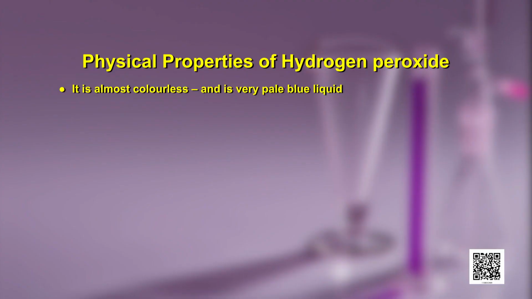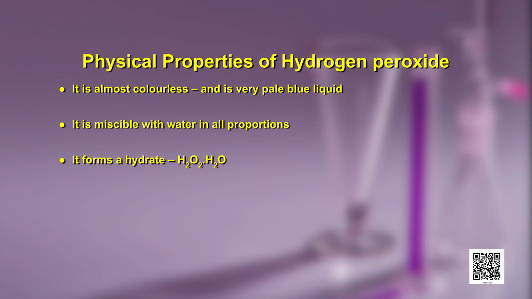After understanding the preparation of hydrogen peroxide, let us know its physical properties and structure. So, we will first explain the physical properties of hydrogen peroxide. Hydrogen peroxide is an almost colorless liquid, and its color is very pale blue. It is miscible with water in all proportions and it forms a hydrate with water, namely H2O2·H2O.